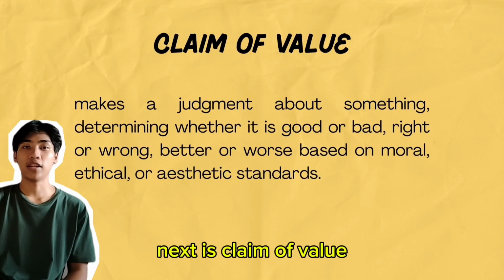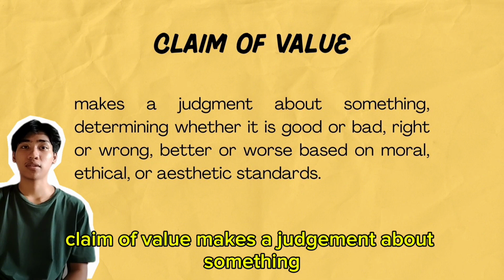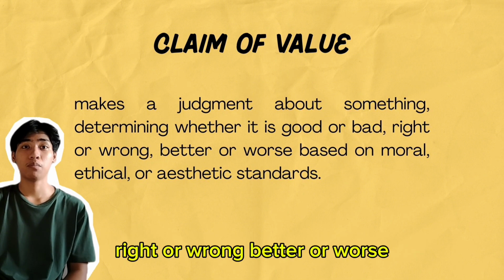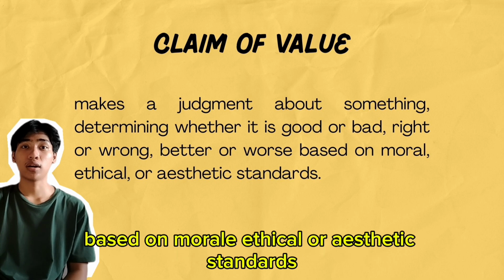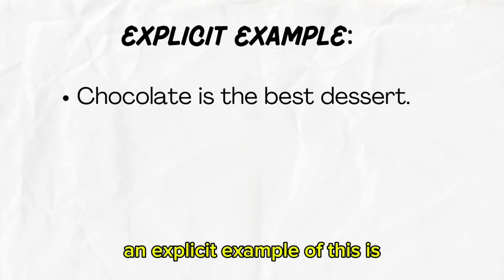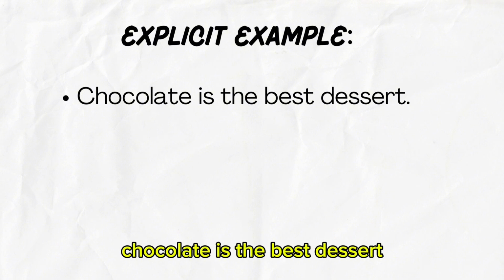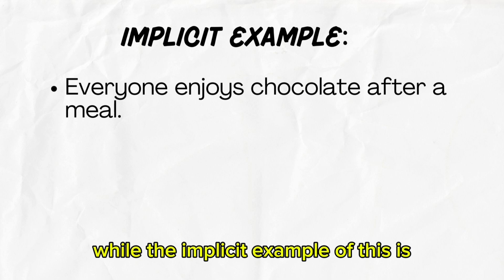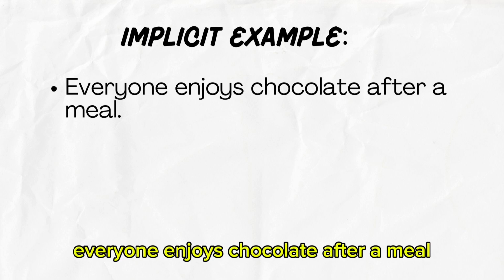Next is claim of value. Claim of value makes a judgment about something, determining whether it is good or bad, right or wrong, better or worse, based on moral, ethical, or aesthetic standards. An explicit example of this is chocolate is the best dessert. While an implicit example of this is everyone enjoys chocolate after a meal.